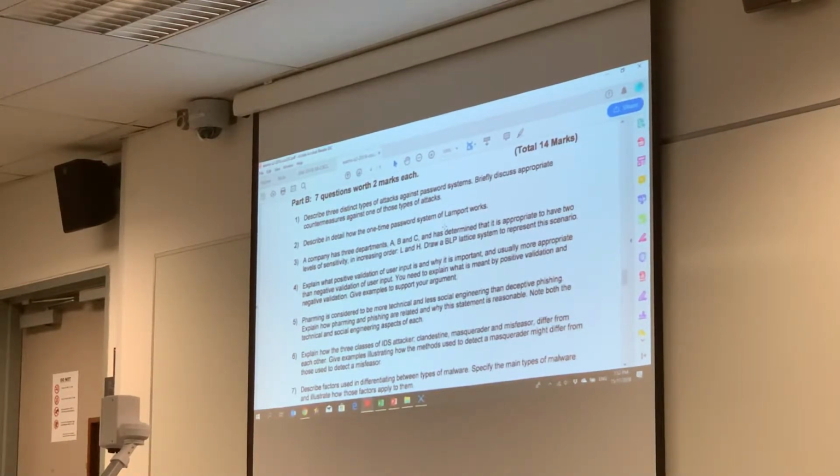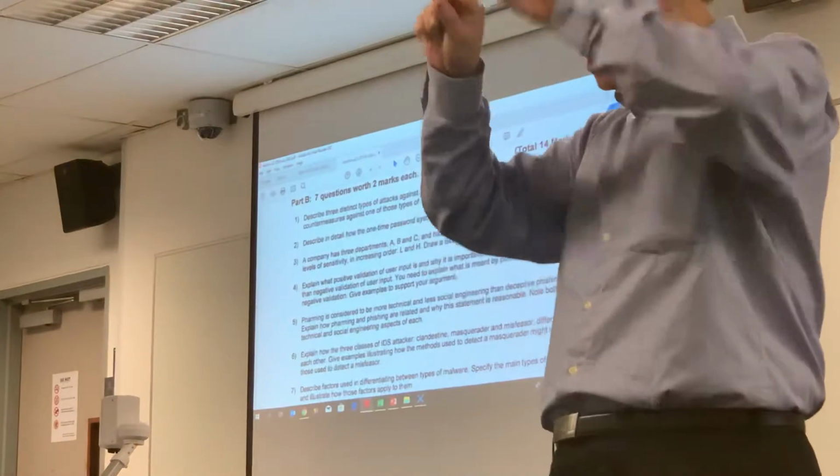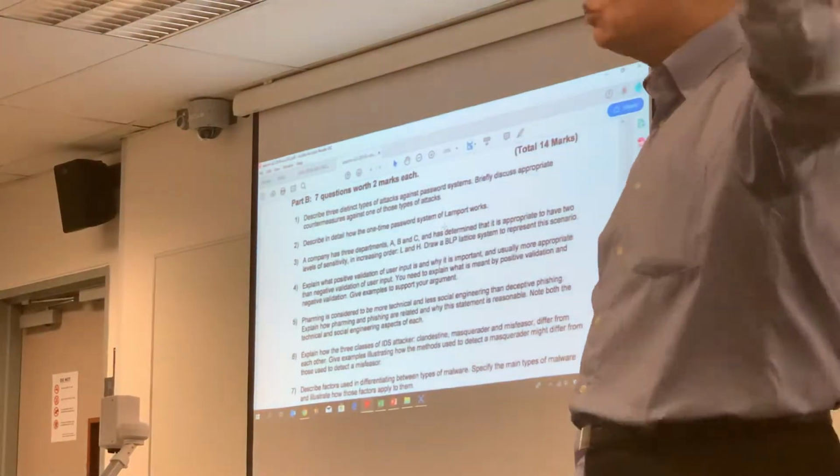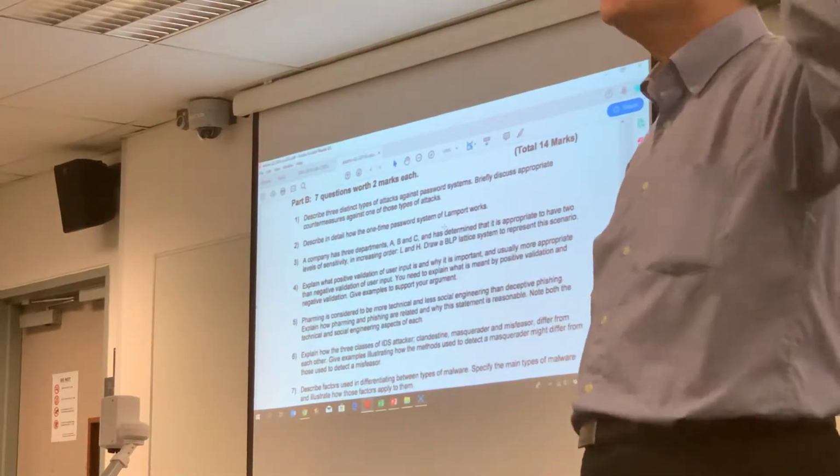Describe in detail how the one-time password system of Lamport works. Which one we went through yesterday? You take N, then chain the hash of the password N times, then they challenge with the N minus one password, then you hash it.